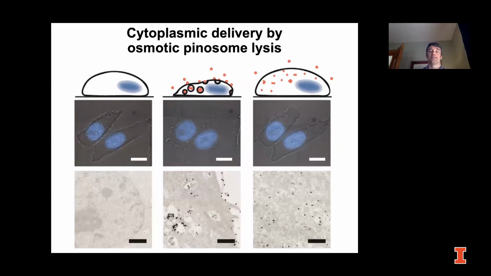One example of that is this delivery mechanism that's called osmotic pinosome lysis. It's a three-step process where you initially have a cell that's shown on the left here under normal osmotic conditions.